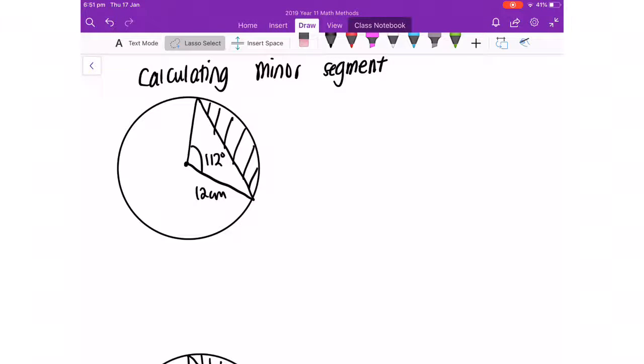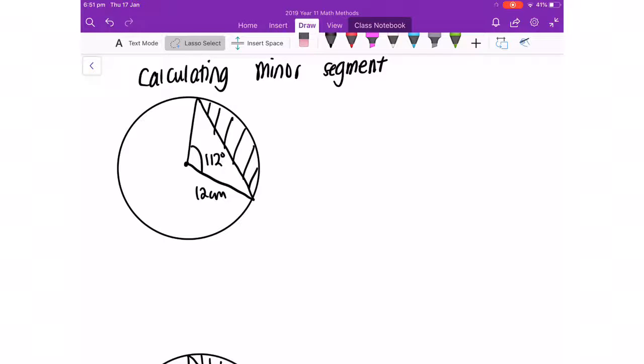Alright, so in this video I'm going to be focusing on calculating the minor segment areas. So that's basically the shaded parts that are smaller, not the big areas, just the small ones. I'm going to need to know a few different formulas. I'm going to need to know not only the area of the sector, but also the area of the triangle, and then just subtract it.